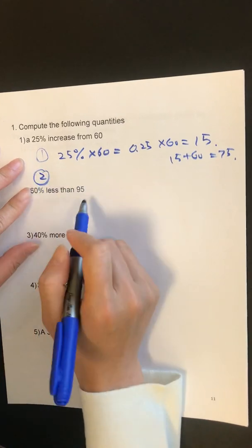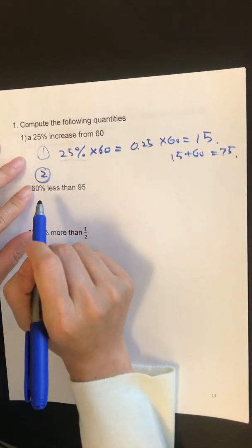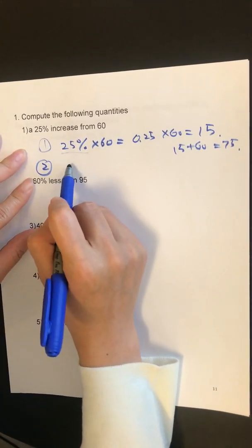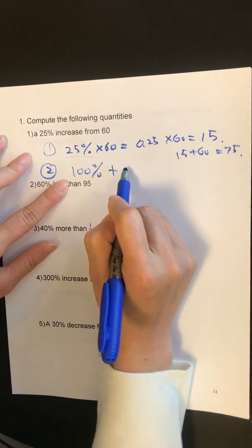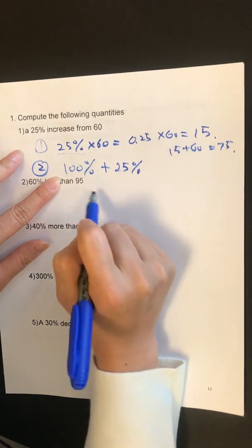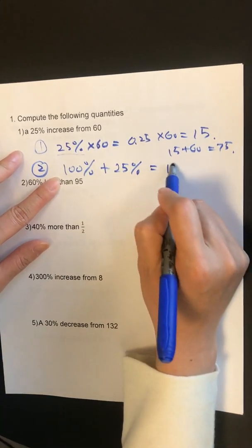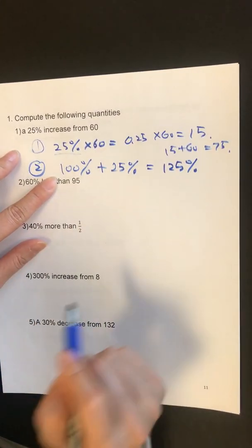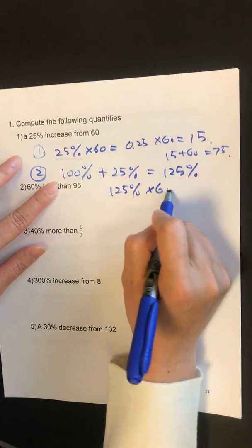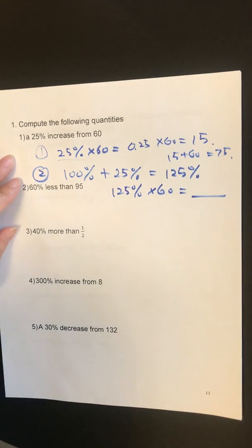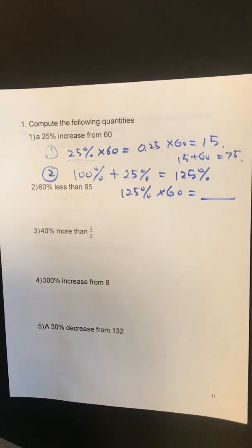The second way of doing this is, the increase in percentage is 25%. You have the original 100% that has not been changed, plus the 25%, that's the difference. Now the total is 125% of the original number. So 125% multiplied by the original number would get you the final answer. The two different ways should give you exactly the same result.